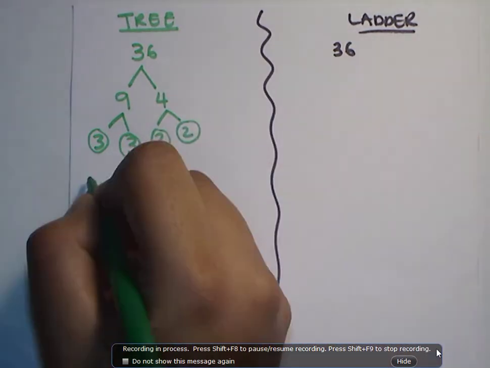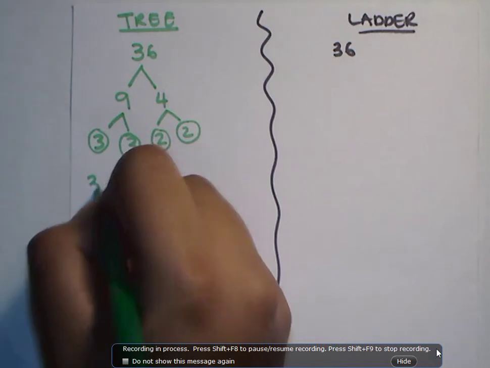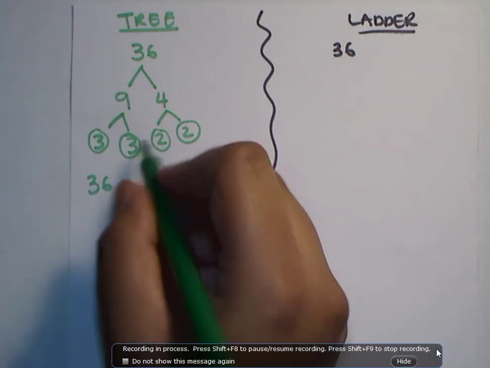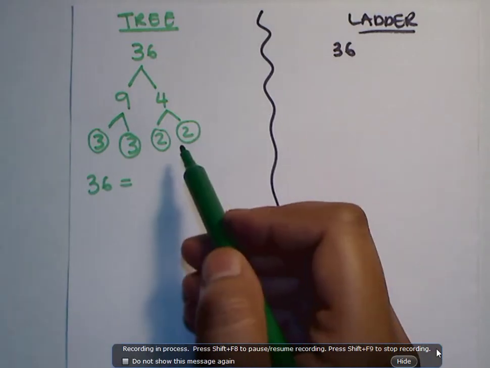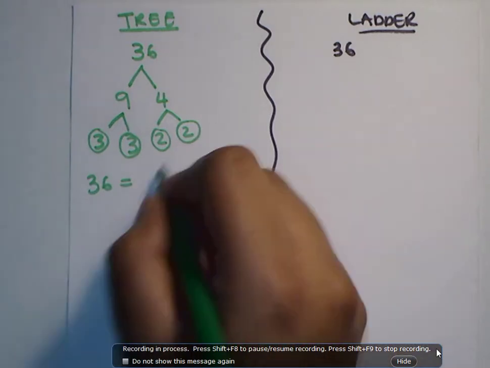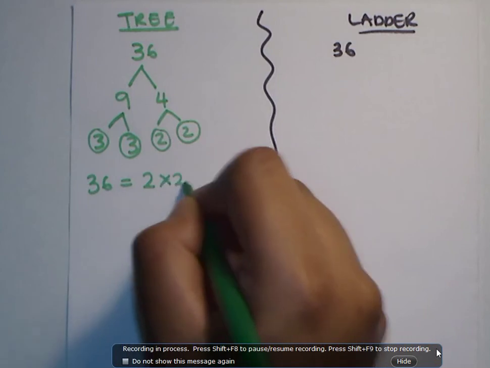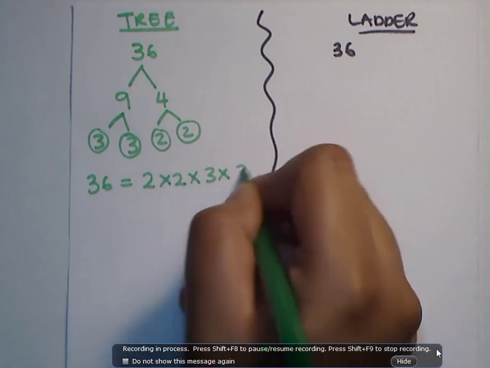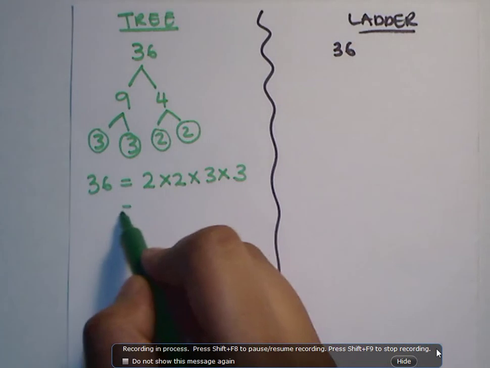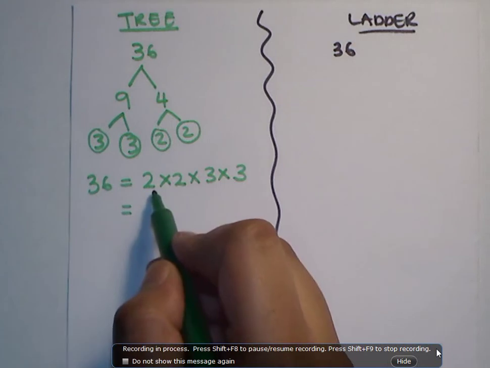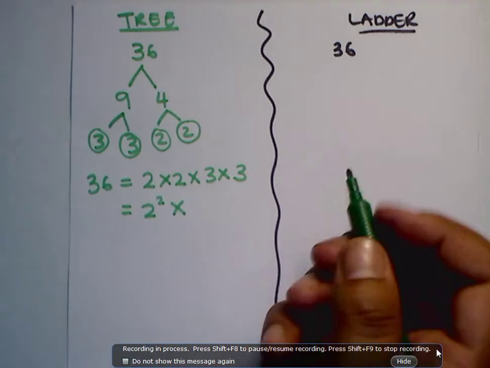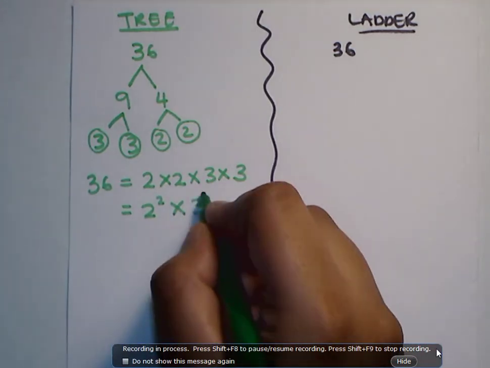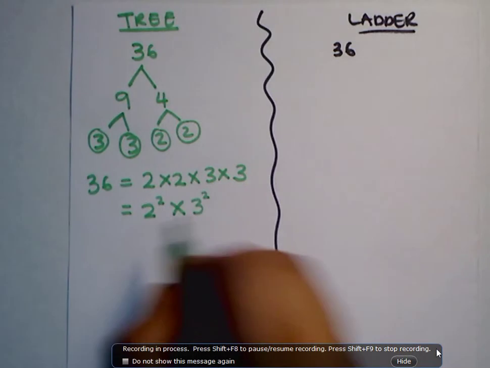So then I say my prime factors of 36 are equal to. I use multiplication between these numbers, and I start from the smallest numbers to the biggest numbers. So I say 2 times 2 times 3 times 3. And how many 2's do I have? I have 2 2's. So I say 2 to the power of 2 times. How many 3's do I have? 2 3's. So I put 3 to the power of 2. And that's my final answer.